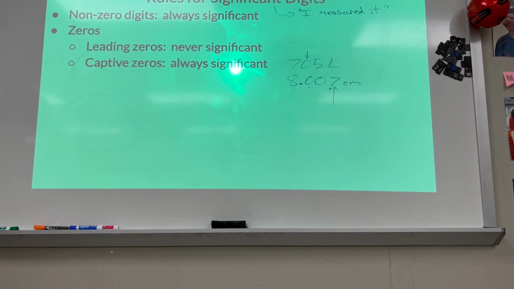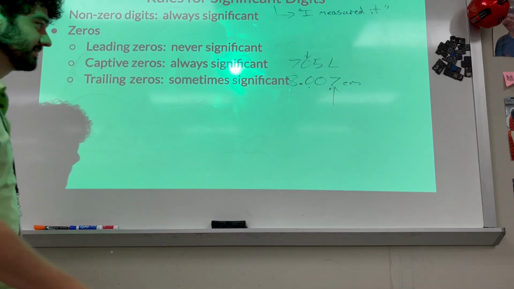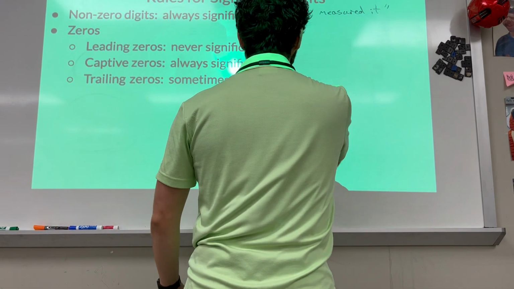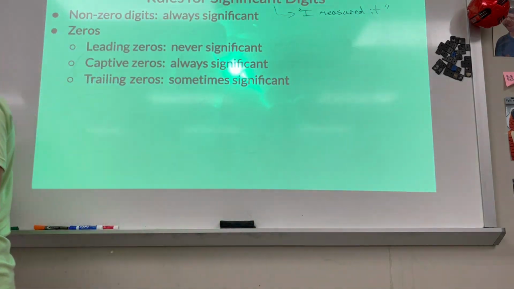What do you think the other type of 0 is? Can you see the pattern I'm doing? We had leading zeros, we had captive zeros in the middle, and then we have caboose zeros. Caboose zeros, ending zeros. How about trailing zeros? Whatever you want to call them. These may or may not be significant depending on the situation.